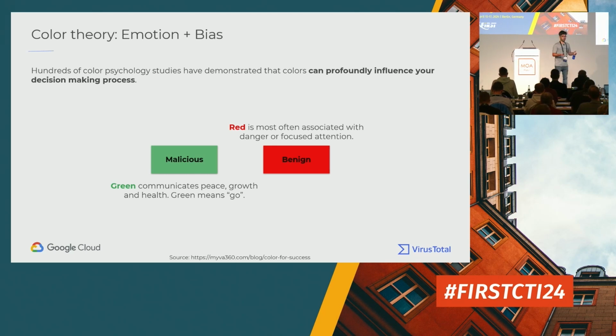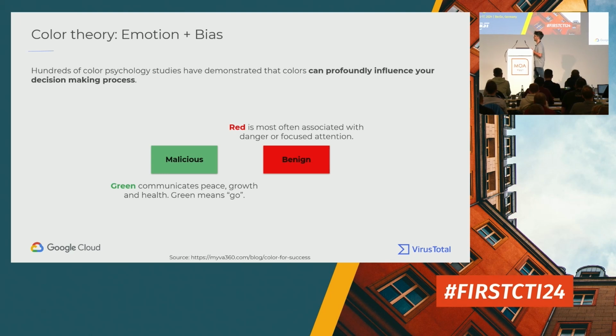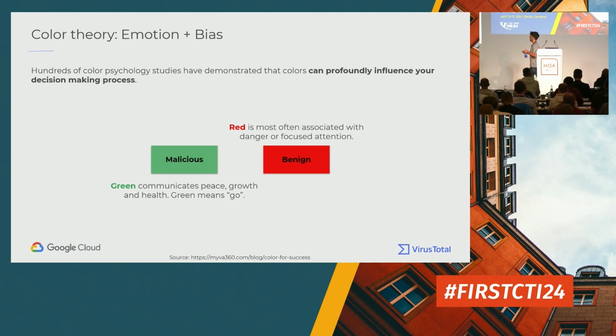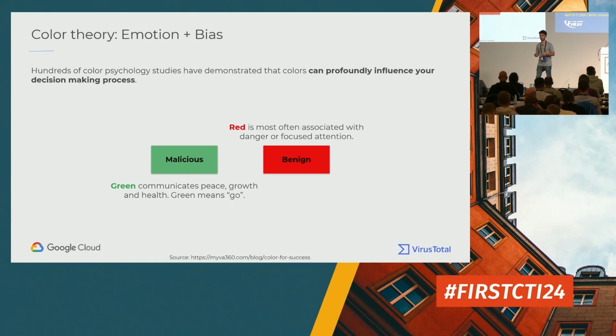Before we start with the technical details of the presentation, let me explain something which is important to understand, because it's something that happens to probably many of you, including myself. There is a color theory, an emotion bias. Before we start looking at the details, I wanted to give you an introduction about this bias. Usually, there are a hundred color psychology studies that have demonstrated that colors can profoundly influence your decision-making process, okay? And this happens in VirusTotal and other platforms.